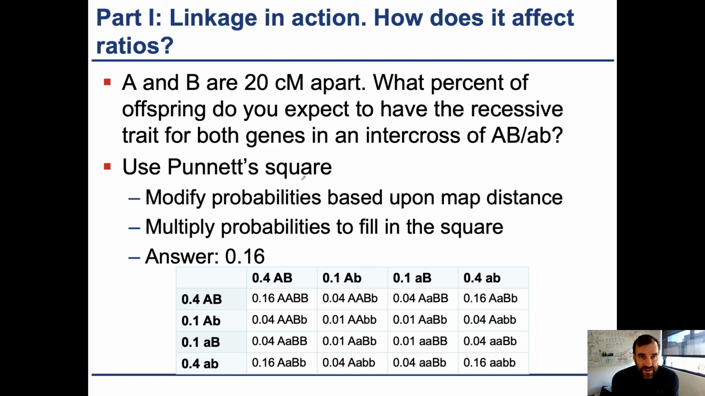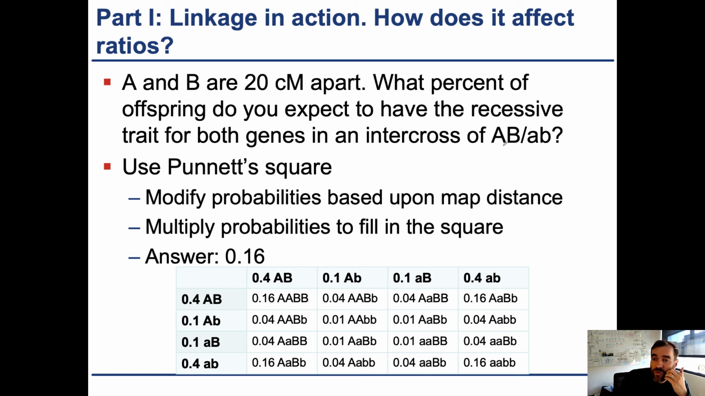So, linkage in action: how does it affect ratios? Big A and big B are 20 centimorgans apart. What percent of the offspring do you expect to have the recessive trait for both genes in an intercross of big A, big B, little a, little b? So how do you do this question right here? This is a way to modify the Punnett square in order to account for the fact that you no longer have quarter, quarter, quarter, quarter ratios.